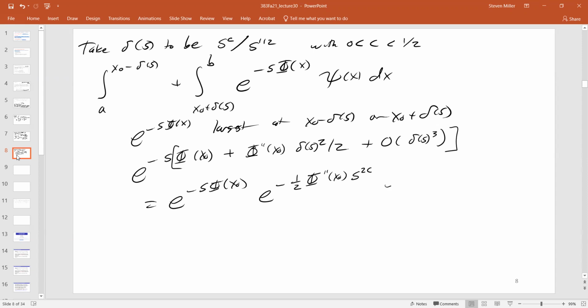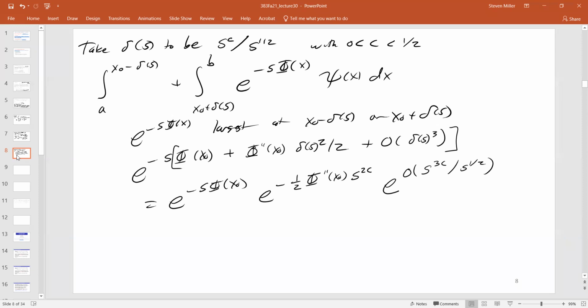And then the next piece is going to be big O. And now we have a delta s cubed. So we'll have an s to the 3/2 down below times an s upstairs is going to give you a square root of s down below. So we'll have an s to the 3c divided by s to the 1/2. Okay. This gives me a little bit of an idea of what I want to be true for, maybe 3c.